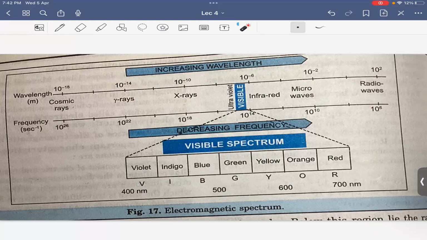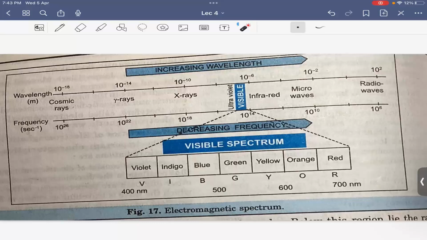Beyond X-rays come the gamma rays, which originate from radioactive substances, and then there are the cosmic rays, which originate in outer space and continuously fall on Earth. The portion below the visible region, that is in decreasing order of frequency, is the infrared region, that is around 10 raised to power 13 hertz. These produce high thermal effects and are heat radiation. So infrared is nothing but heat radiation. These are used in telephone circuits and for radar.